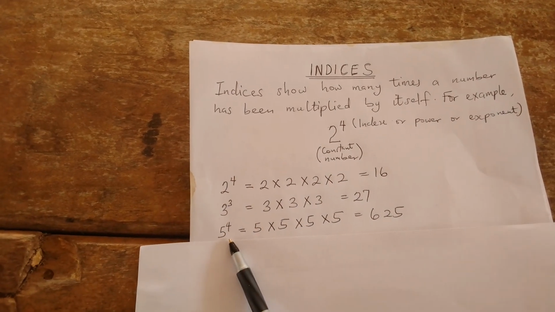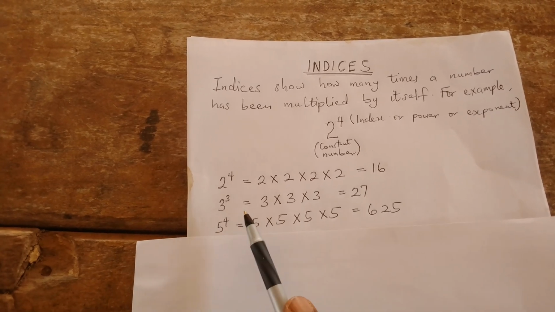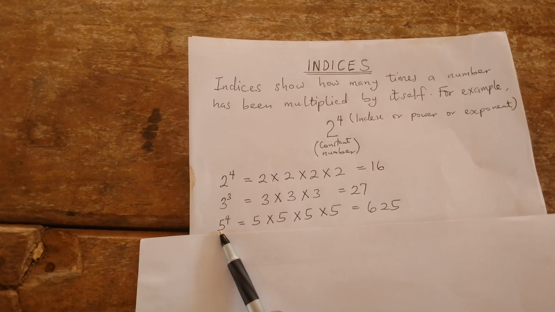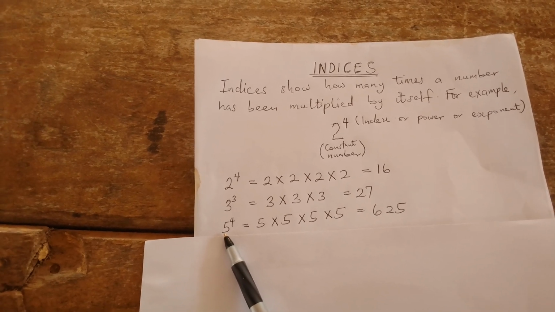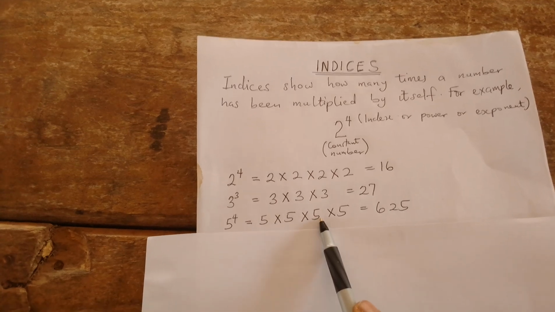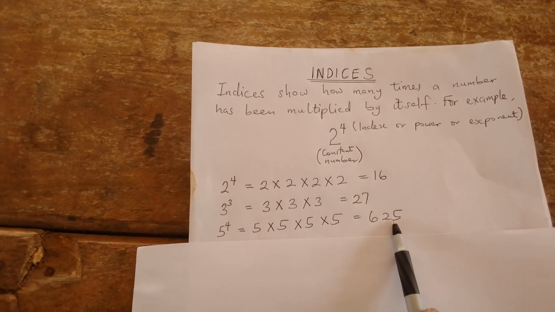When you look at 5 raised power 4, you know 5 is a constant number, 4 is the power. Now it means that this 5 is multiplied in 4 places. So that is 5 times 5 times 5 times 5, which gives us 625.